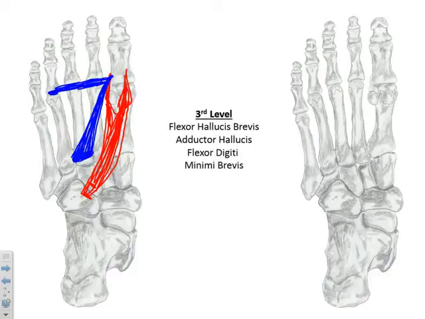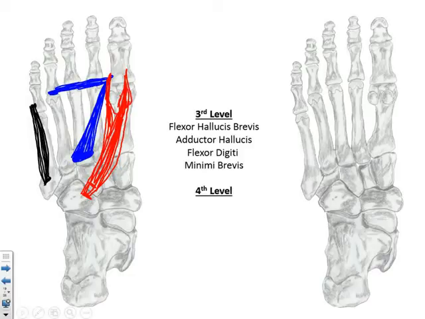Next we have the flexor digiti minimi muscle. This is originating off the base of the fifth metatarsal bone and will insert along the lateral aspect of the base of the proximal phalanx. So as a result, it's once again going to flex the metatarsophalangeal joint, specifically for the fifth metatarsal.